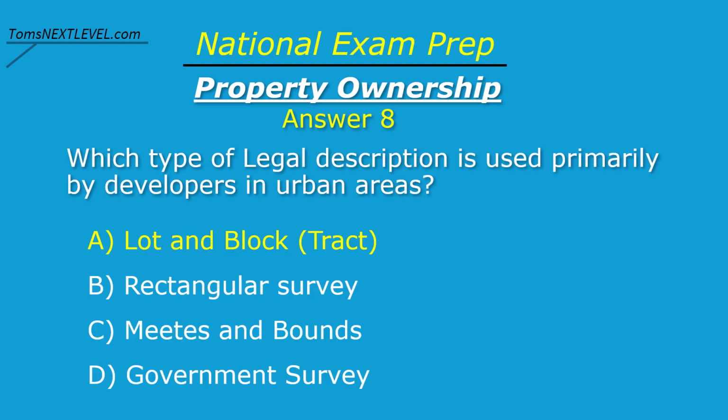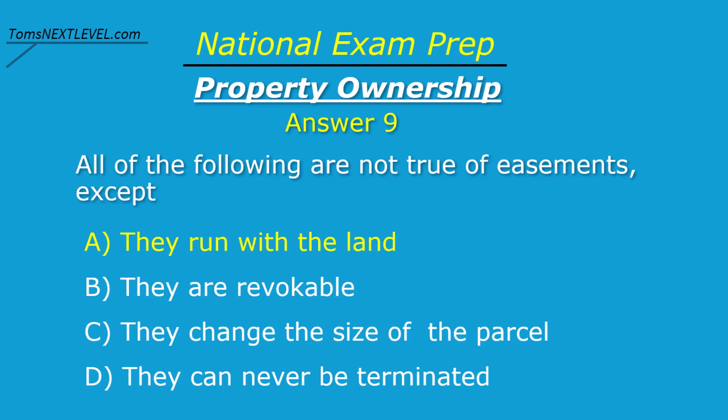The correct answer to your last question is letter A. They run with the land. A is the correct answer. The key to this question is reading the question carefully. It's what I call a double negative except question. Let's take just a quick look. All of the following are not true of easements except.